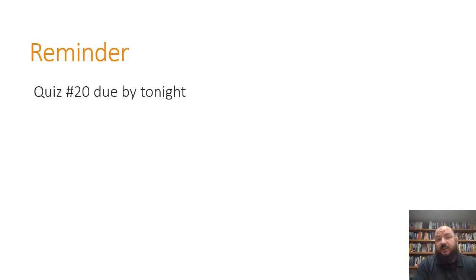Wednesday, April 1st. A couple of reminders as we get started in today's lesson. Today's going to be a very brief lesson, in light of what you need to do. By tonight, I need to receive from you quiz number 20. Quiz number 20 is a single question. What were the causes of World War I? I need you to write at least 150 words.